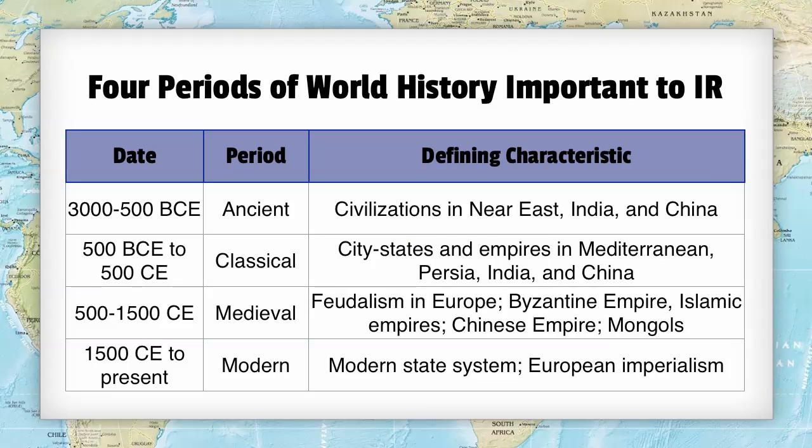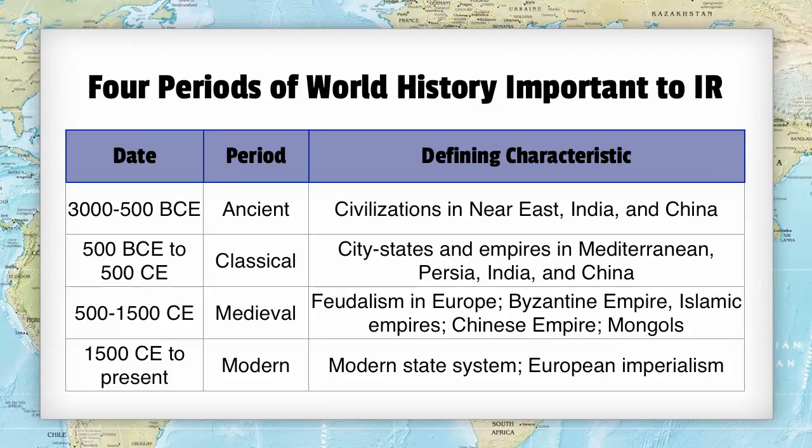So world history can really be divided into four major periods of time, in terms of major systems that are important for understanding how IR theory emerged, developed and practiced itself. The first is the ancient period, roughly lasting between 3000 to 500 BCE. The major defining characteristics of this were the advent of big civilizations, new cities, empires. So you have the Near East, the cradle of civilization. You have the emergence of civilization in India. You have the emergence of civilization in China.